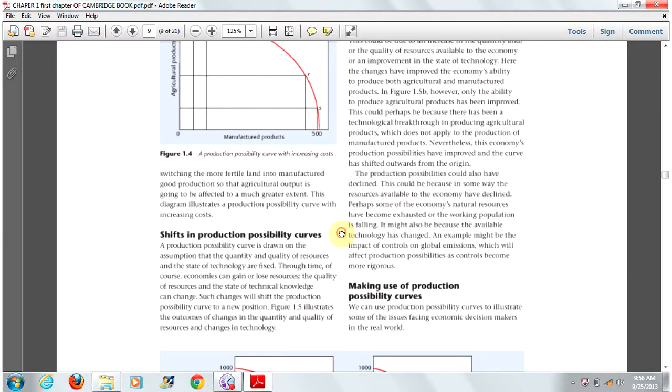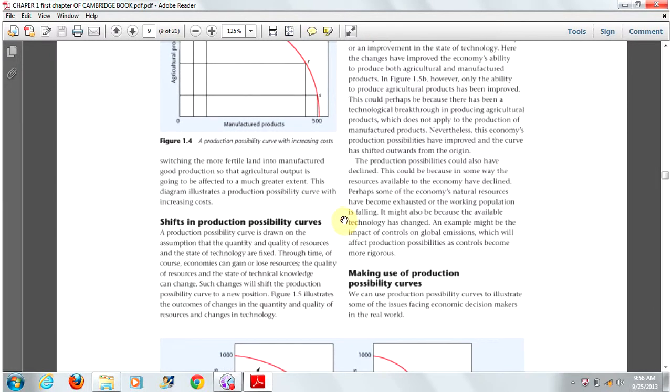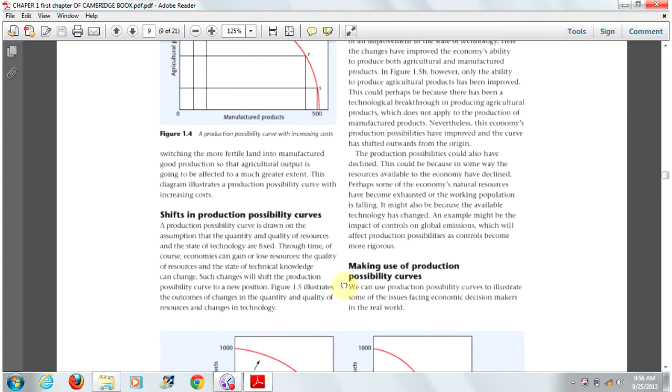An example might be the impact of controls on global emissions, which will affect the production possibilities as controls become more rigorous. Making use of production possibilities curves. We can use production possibilities curves to illustrate some of the issues facing economic decisions in the real world. Jam today or more jam tomorrow?